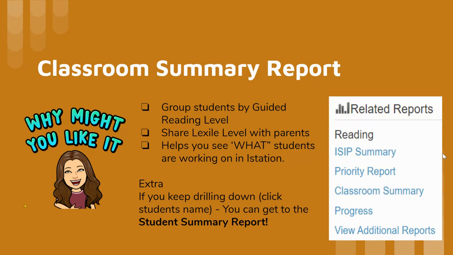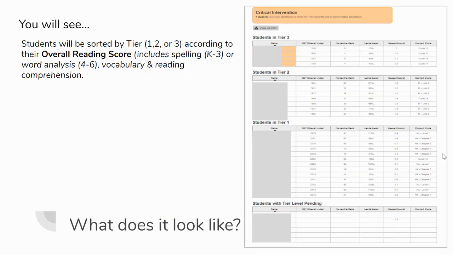So just a reminder, to get to the Classroom Summary Report, it's available on your Classroom tab simply by clicking Classroom Summary under Related Reports on the left-hand side. Here's what this report looks like.